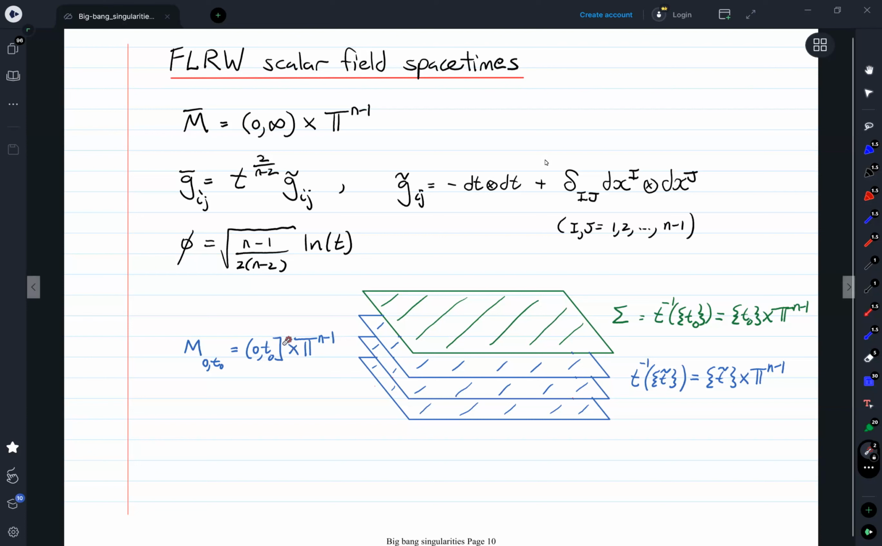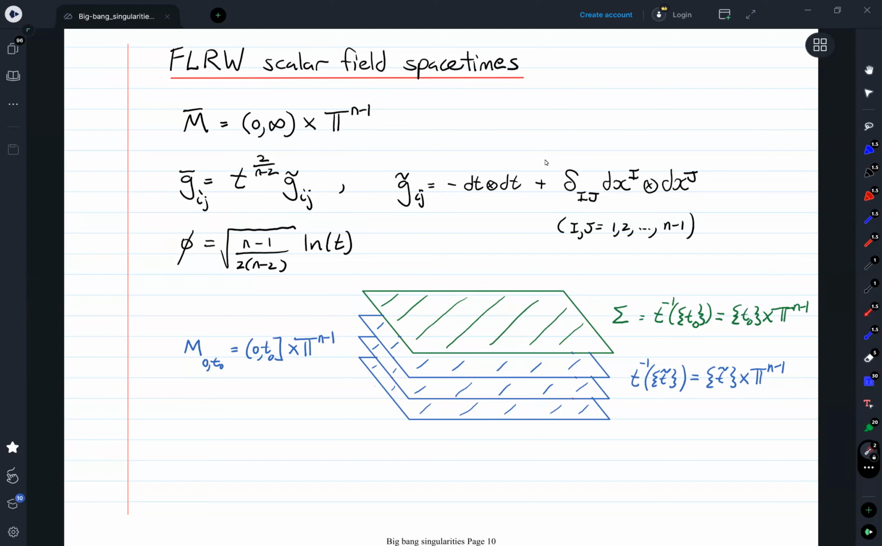So in your mind, you should always think about the space-times we're dealing with as some interval of t from t naught, or 1, to 0 across a spatial manifold T^(n-1). And geometrically, how we think about this is that t is a function defined on space-time that is a time function.